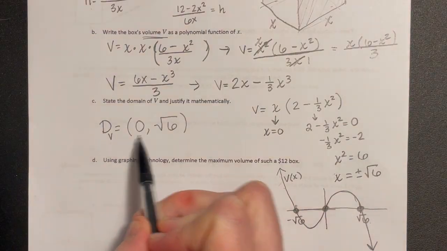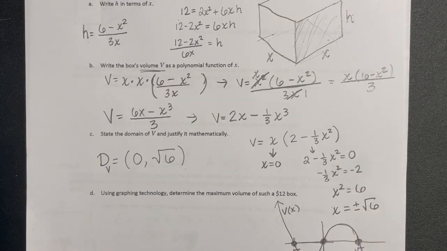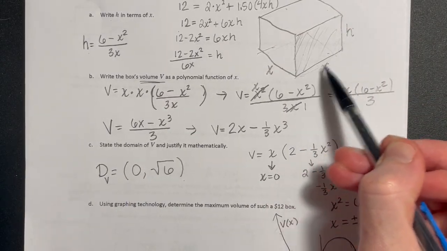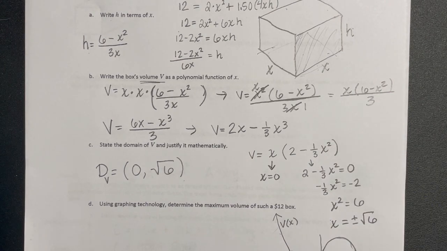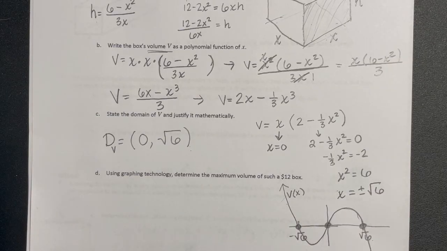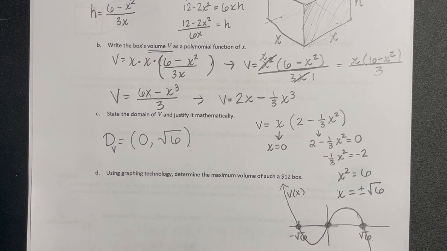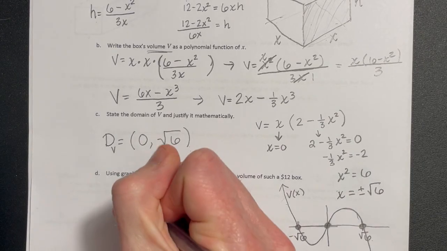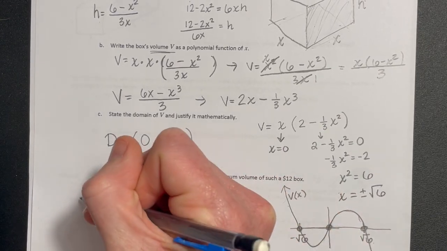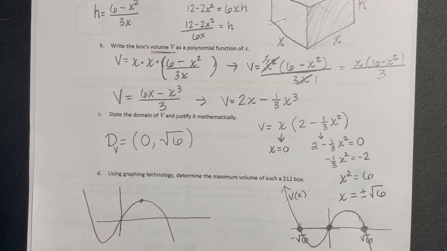Now I'm going to use parentheses here instead of brackets because if x is equal to 0, if we include 0, then I have a box with no side and it doesn't have a volume then. The volume's equal to 0. So we don't really have a box if we include 0 or square root of 6. We can use a graphing utility to find the maximum volume. Now in calculus, you'll take a derivative to then find this. But for us, we can plug this into Desmos and find out where is that one particular value.